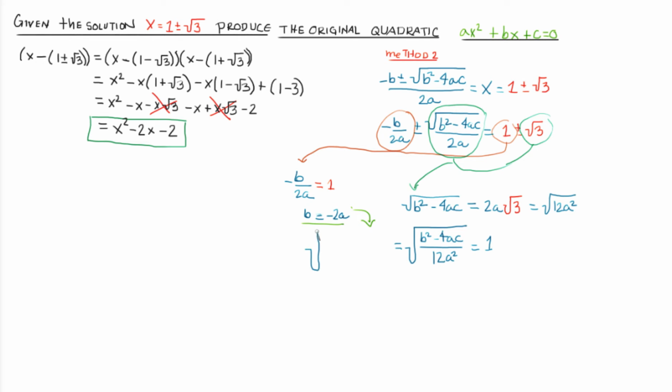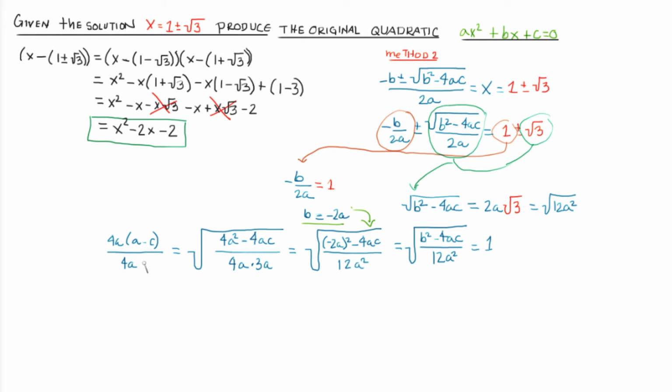Now we're going to do a substitution. b is minus 2a, so where b squared was, we put minus 2a squared, minus 4ac. Let's carry it out further. This is going to give us 4a squared minus 4ac over 4a times 3a. It's the same thing as 12a squared, but I'm just preparing everything so you can see how it's going to split. Now we take out the 4a, which gives us a minus c over 4a times 3a. Now you can see that we can eliminate these two here, and that's going to leave us with the square root of a minus c over 3a, equal to 1.